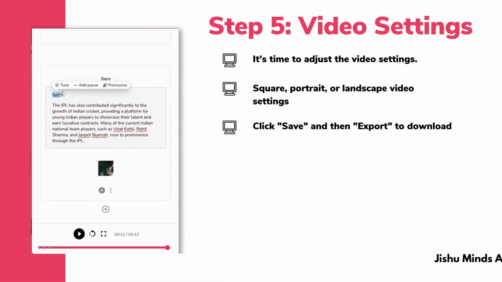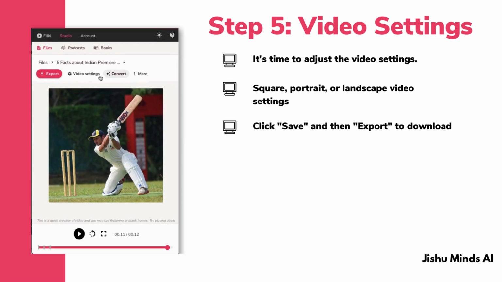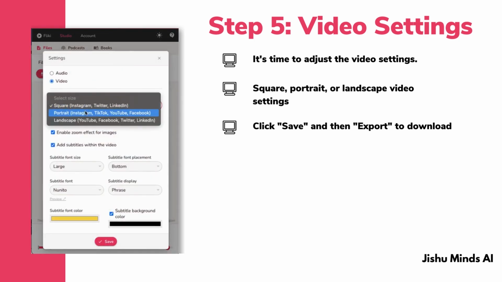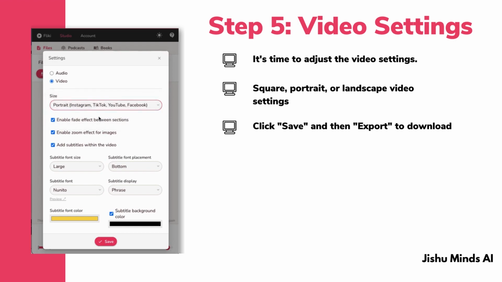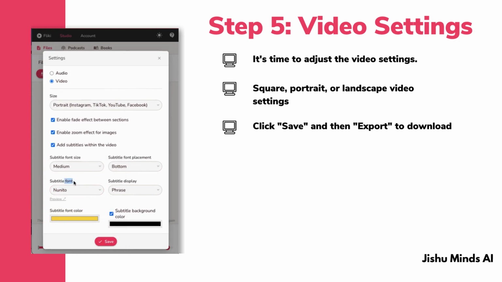Step 5. Video settings. Now that you have added all your facts and media to your video, it's time to adjust the video settings. You can choose between square, portrait, or landscape video settings, and adjust the subtitle size to make it more readable. Once you have made all your adjustments, click Save and then export to download your video. And that's it.